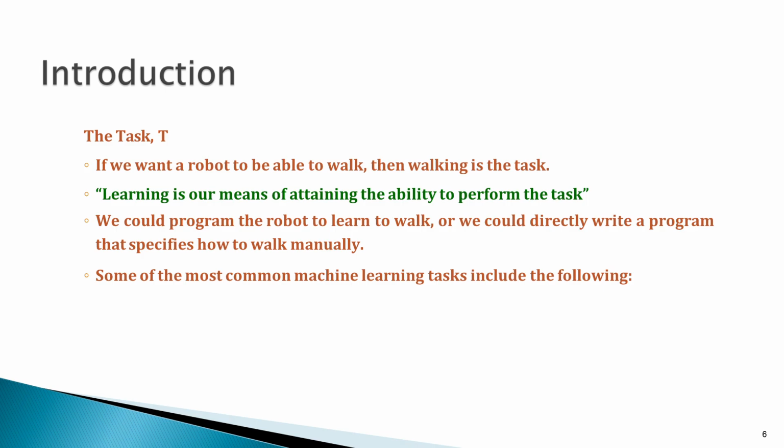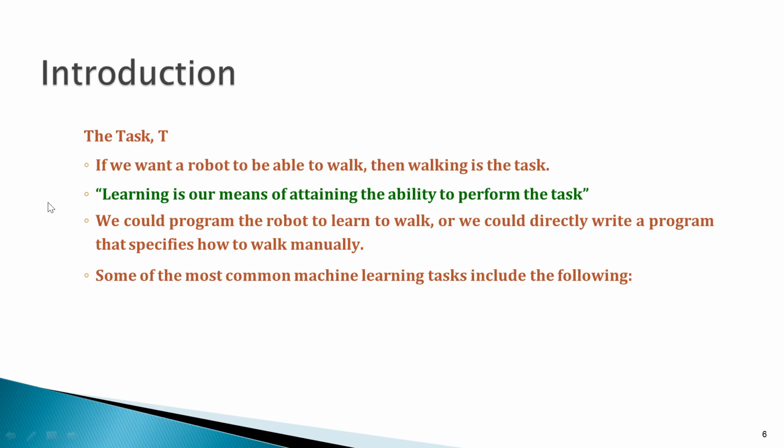The task we are giving is that we want a robot. The main task is we want it to walk. So walking is a task. You're making the machine learn, right? That is machine learning. So what is this learning? It is nothing but making it attain the ability to perform that particular task of walking.